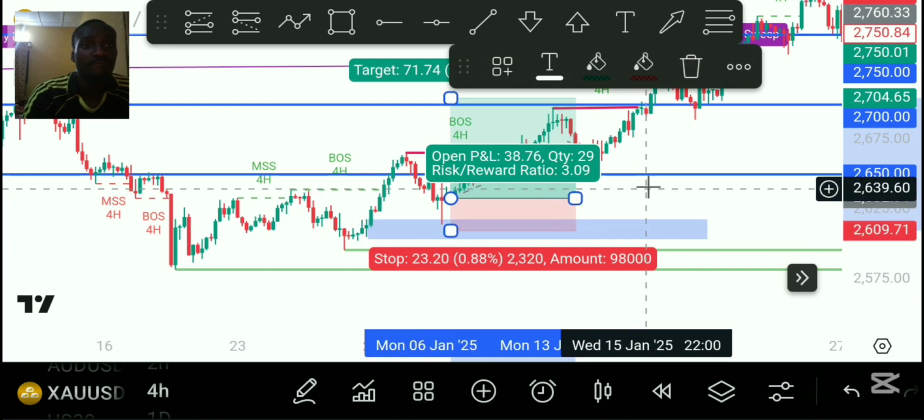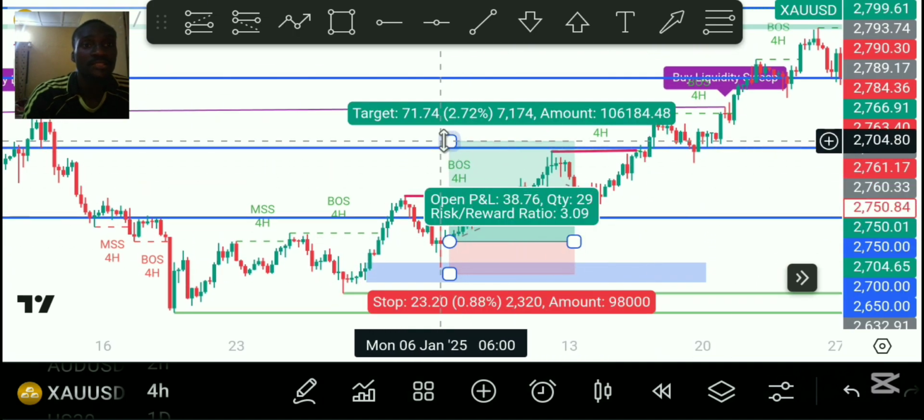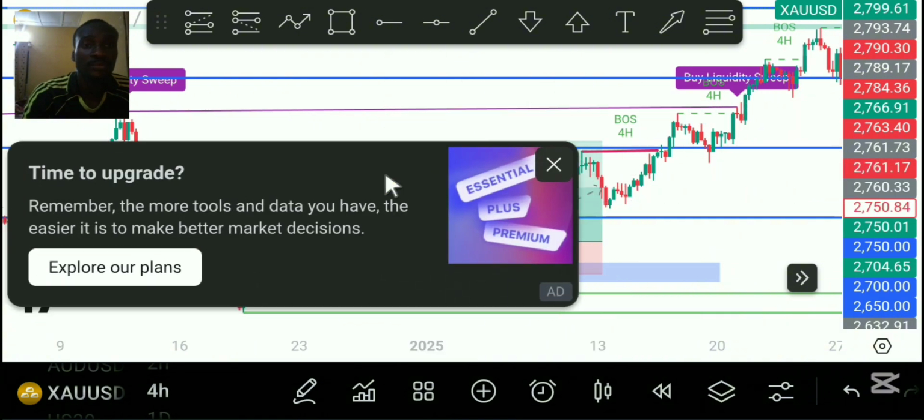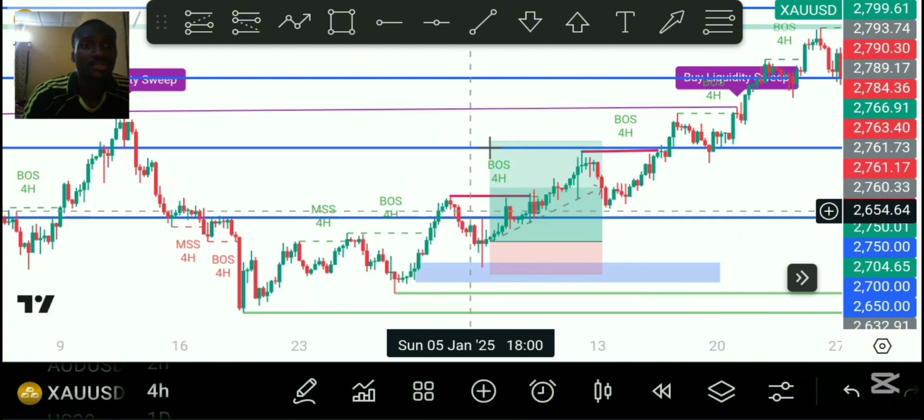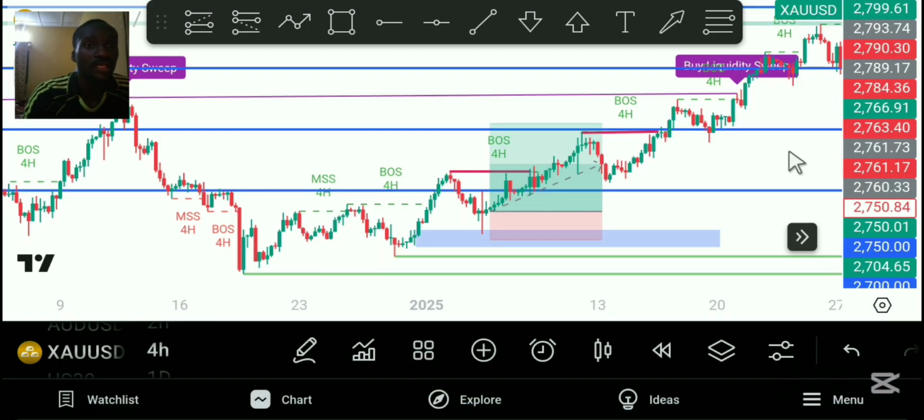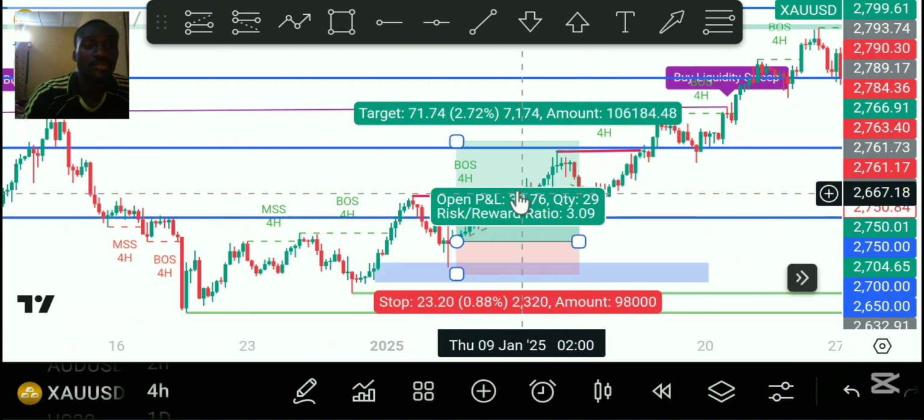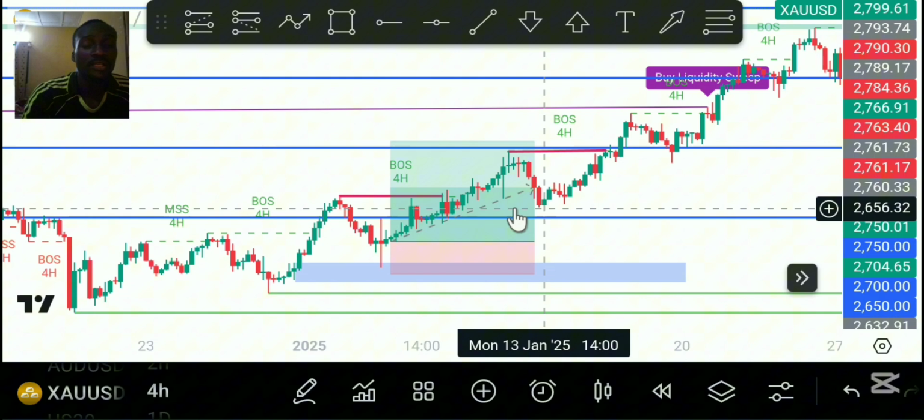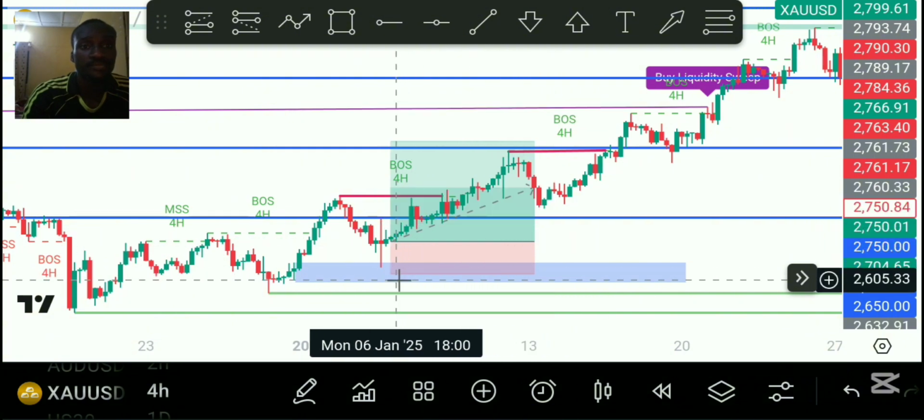I actually have my risk management. I only target 1 to 3, unless I'm scalping. If I'm scalping, I mostly target about 1 to 6, 1 to 9, depending on how much the market wants to give me. But if I'm day trading, I only target 1 to 3.